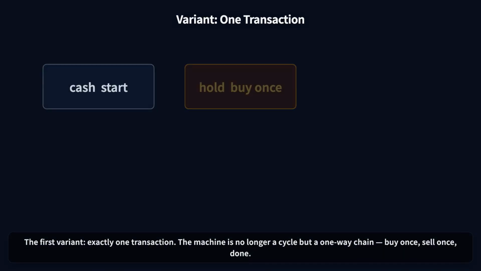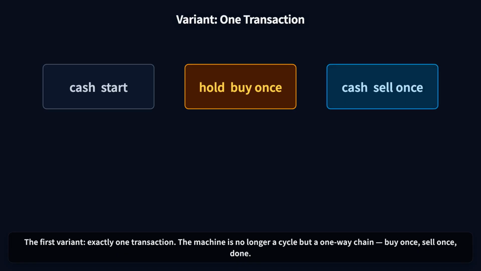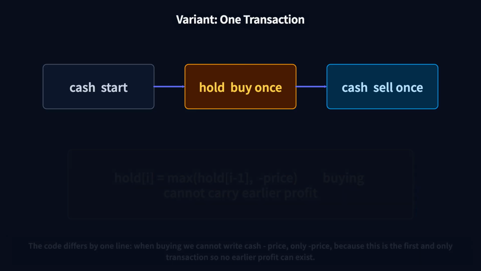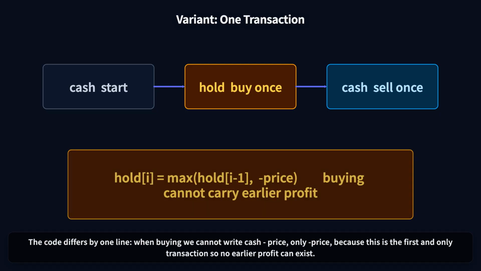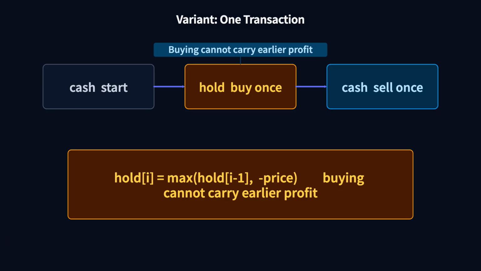The first variant, exactly one transaction. The machine is no longer a cycle but a one-way chain. Buy once, sell once, done. The code differs by one line. When buying, we cannot write cash minus price, only negative price, because this is the first and only transaction, so no earlier profit can exist.